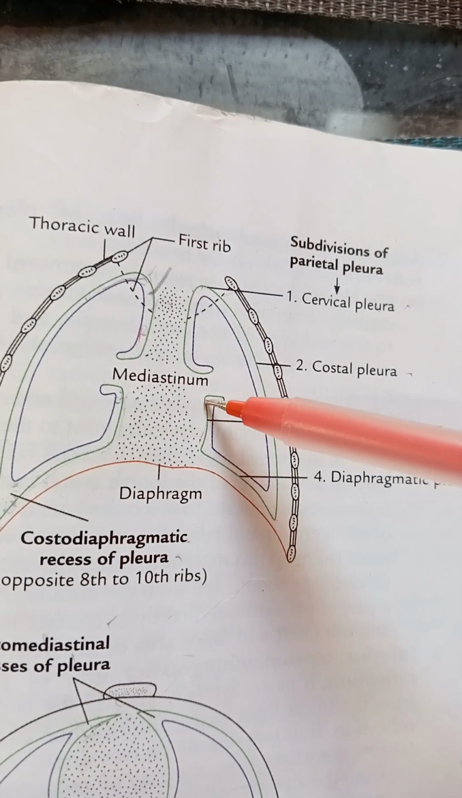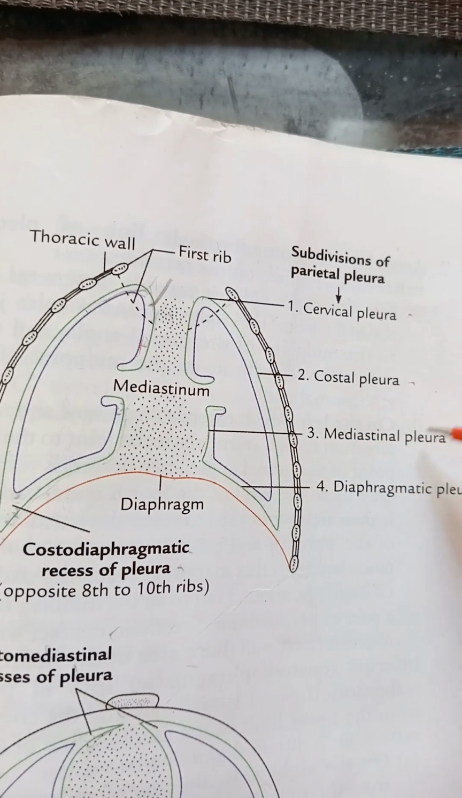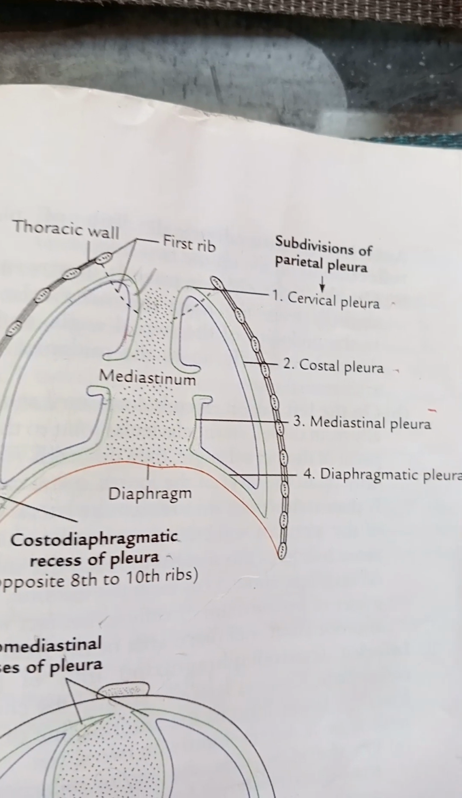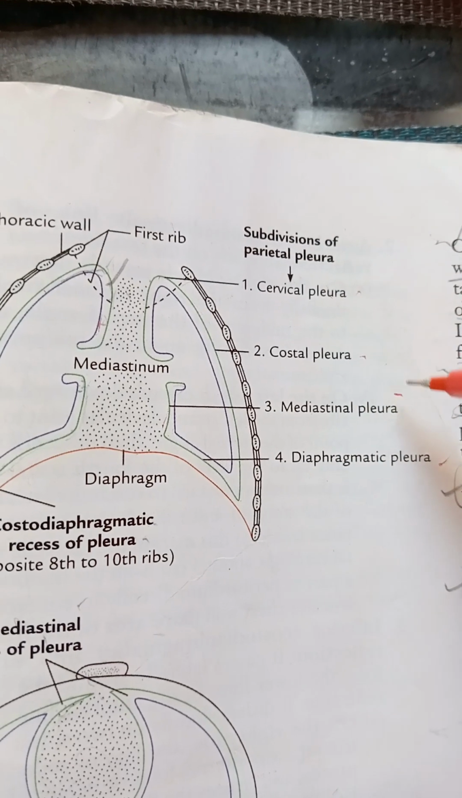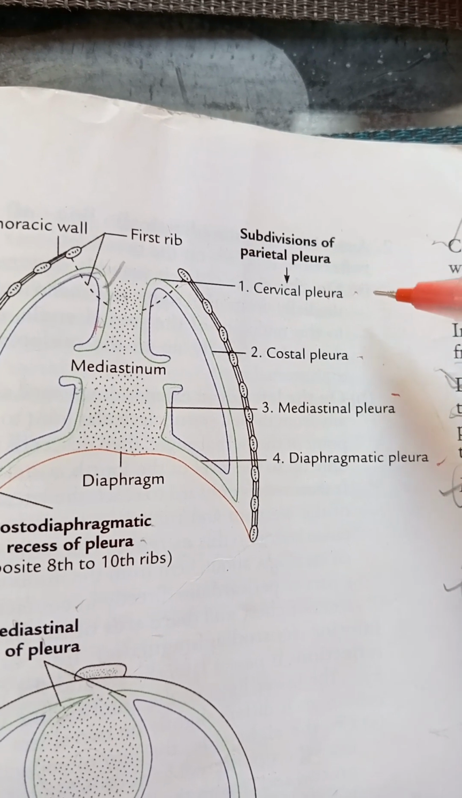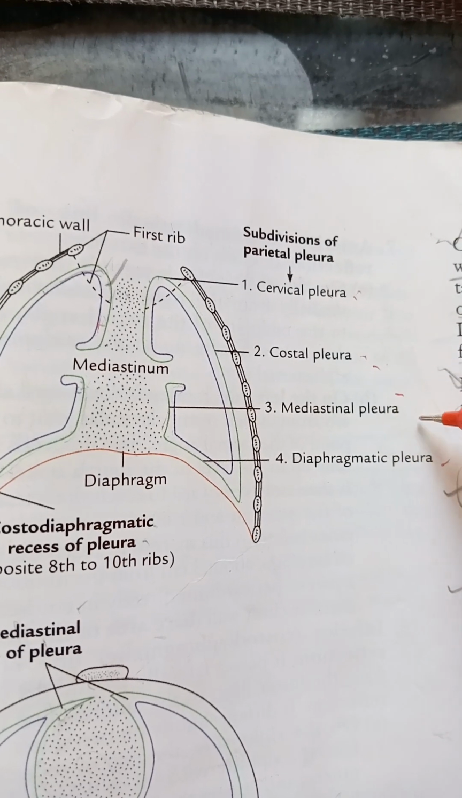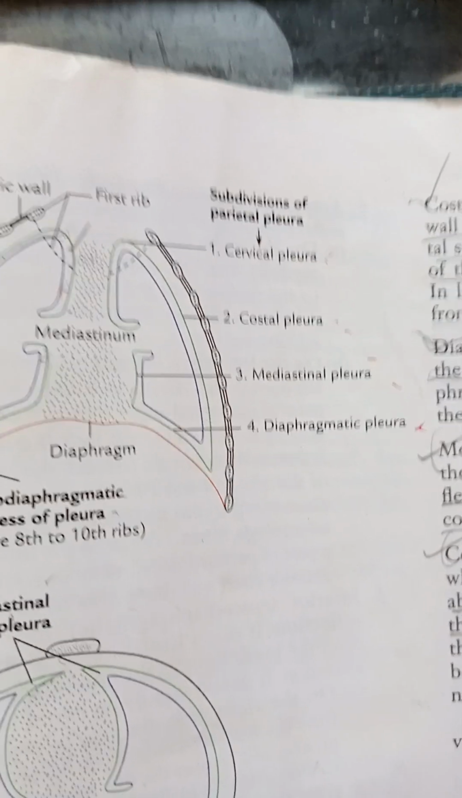And the part which lies on the lateral aspect of the mediastinum is known as the mediastinal pleura, and the part which lies above the diaphragm is known as the diaphragmatic pleura. So there are a total of 4 subdivisions of the parietal pleura. They are cervical pleura, costal pleura, mediastinal pleura, and diaphragmatic pleura as well.